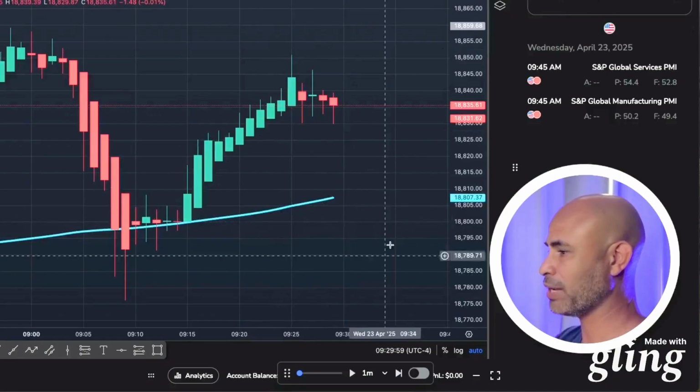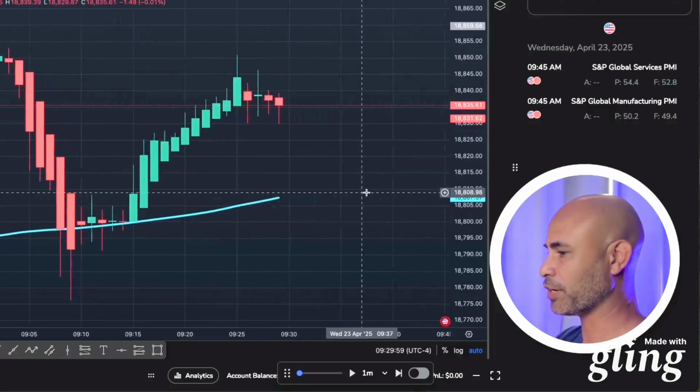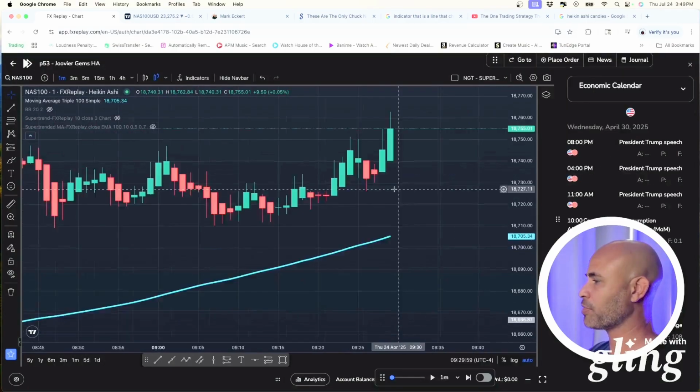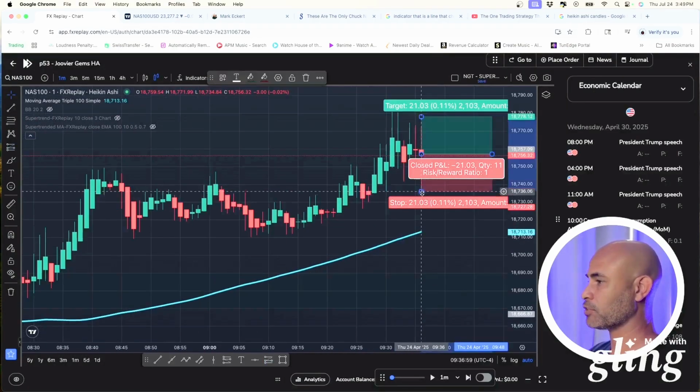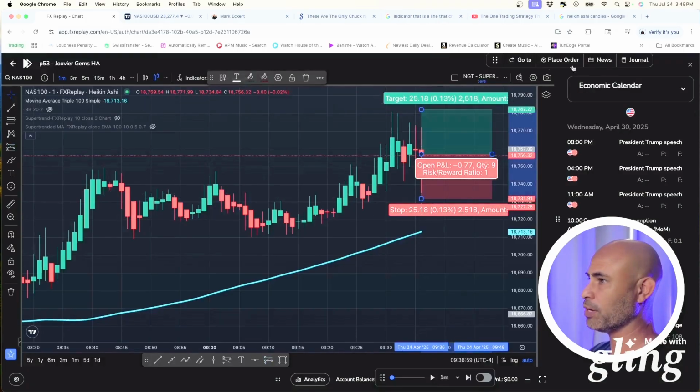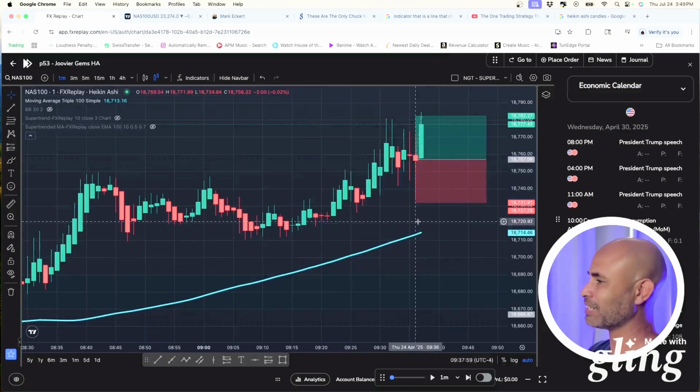It's the 23rd. We have news at 9:45 just after market open. You can see down here by the little flag. Let's go ahead and skip today. Now Thursday the 24th. Next day, let's go ahead and put this below the low, above the high for a 1-to-1. Place our order. We are in there like swimwear.